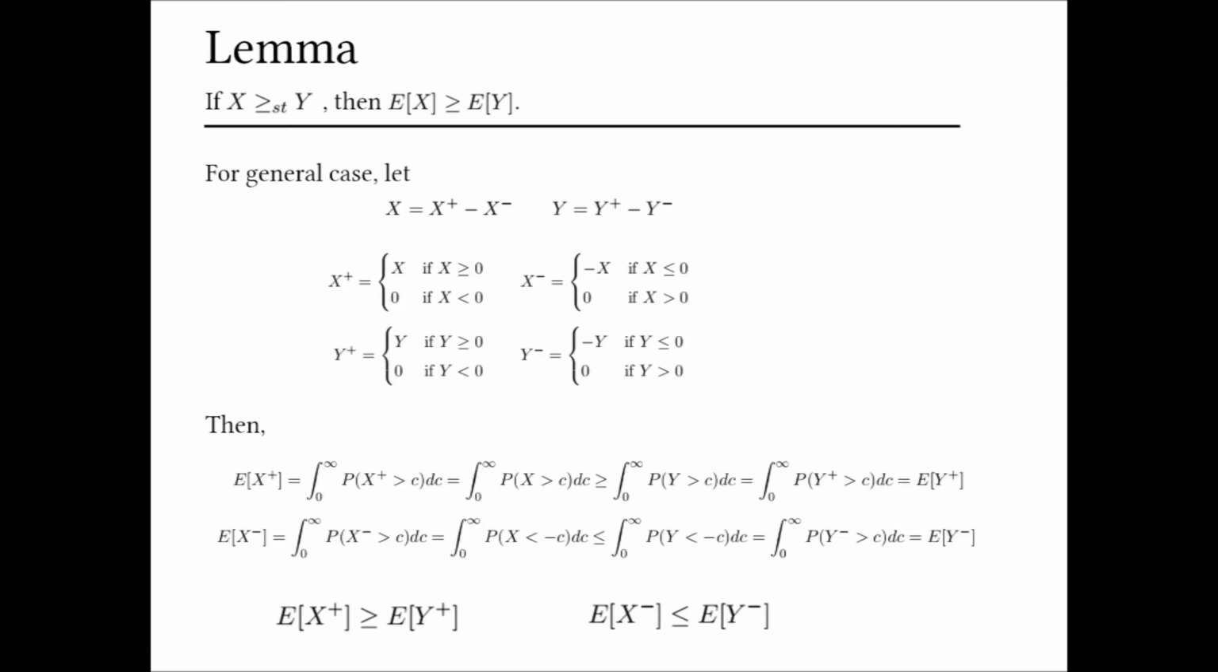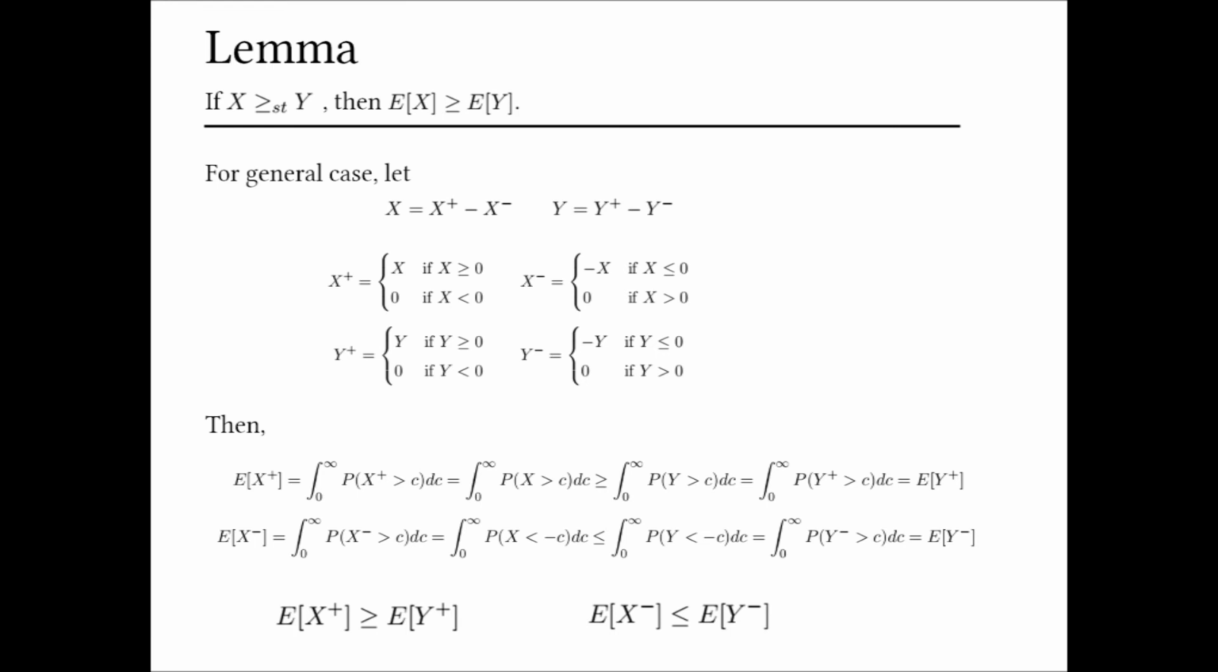For the general case, the proof is a little bit more difficult. We can represent a general random variable as a difference of two non-negative random variables. And as seen in the expressions here, x can be written as x plus minus x minus, and y can be written as y plus minus y minus, and x plus, x minus, y plus, and y minus are all non-negative random variables. Basically, the plus random variable represents the positive component, and the minus random variable represents the negative component of the random variables.